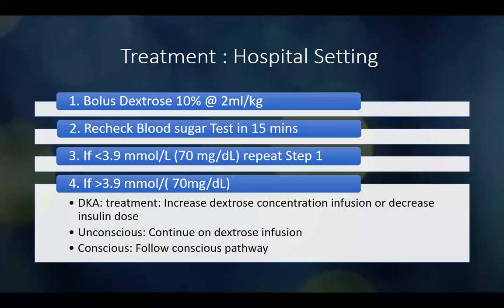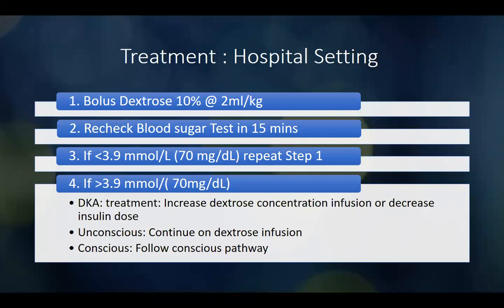What about in the hospital setting? Because that happens a lot, right? A child is there, you have a hypoglycemic episode and you have a line. Give a bolus of dextrose 10% at 2 ml per kilogram. Recheck after 15 minutes. If it's still less than 3.9, repeat and bolus again. If it is more than 3.9, I want to give it in different scenarios.